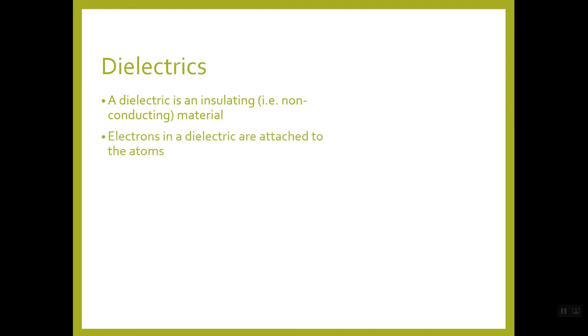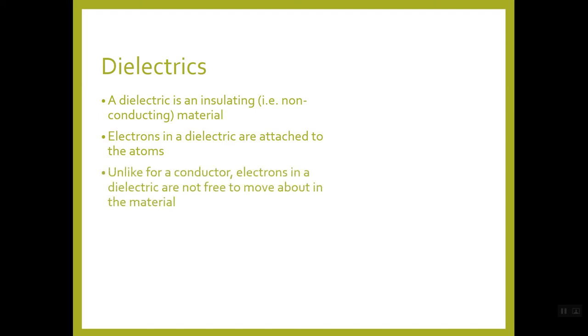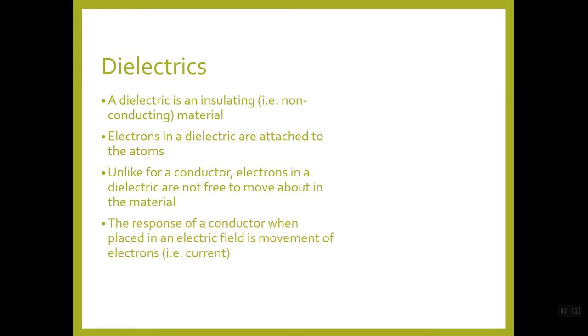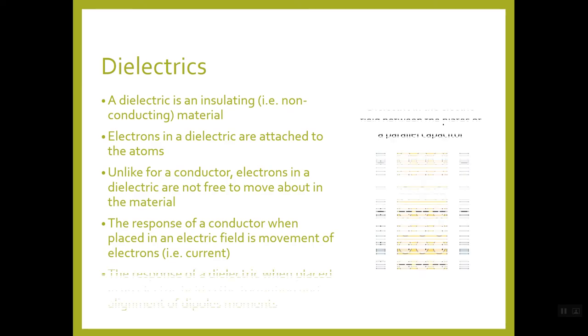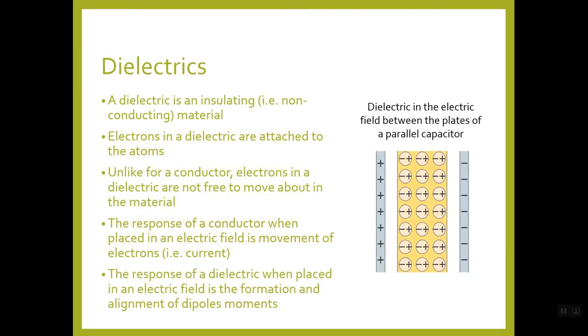Electrons in dielectric materials are attached to the atoms. They're not free to move about. Unlike for a conductor, electrons in a dielectric are not free to move about in the material. We've already studied conductors, and we know the response of a conductor when placed in an electric field is the movement of the electrons, or a current. The response of a dielectric when placed in an electric field is the formation and alignment of dipole moments.